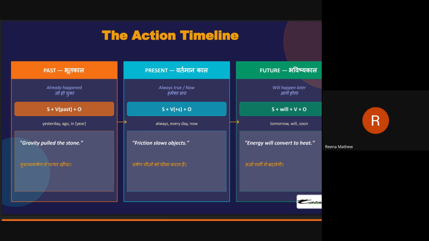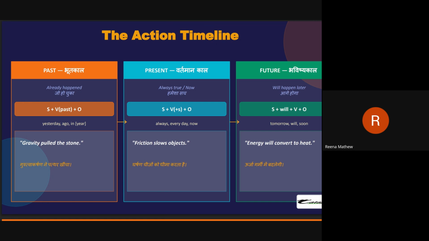So you say gravity pulled the stone. So the format is this: you have to add subject, the past form of the verb, and the object. In basic sentence structure, we already learned subject, verb and object. So when it is past tense, you have to use the past tense of the verb.